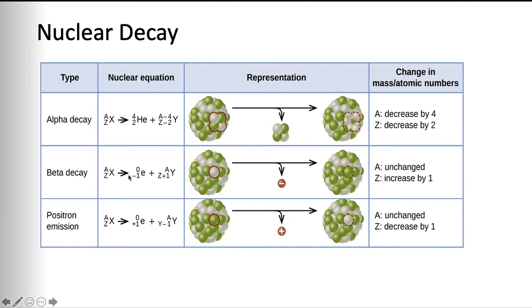Remember up here, in beta decay, I convert a neutron into a proton, so I increase the number of protons, which is my Z number, my atomic number, by 1. Whereas when I have positron emission, I convert a proton into a neutron, so I reduce the number of protons, or the Z number, by 1.